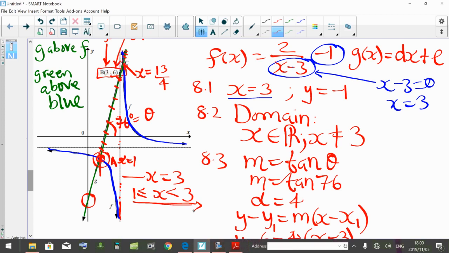This is not the only place where green is above blue. Like we said, at the point C here, green is above blue. And point C is 13/4. From the looks of things, green is going to be above blue until infinity. So what we can say here is that x is greater than or equal to 13/4.